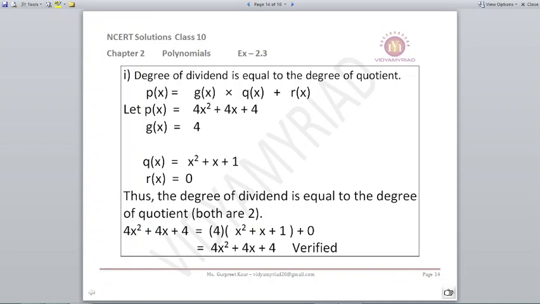Now let us verify with the help of the formula. Our dividend is 4x square plus 4x plus 4, which is equal to divisor 4 and quotient x square plus x plus 1, plus 0. We get the same result. Your left hand side is equal to right hand side, and hence we have verified.